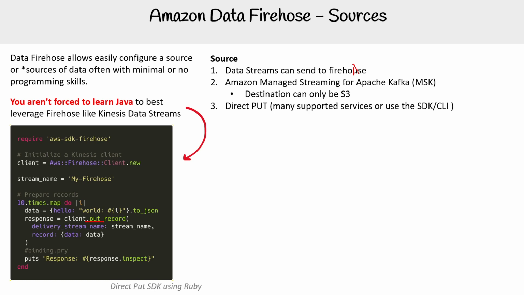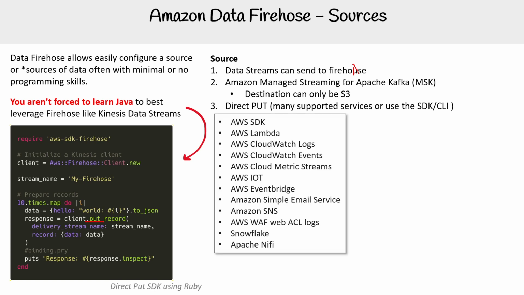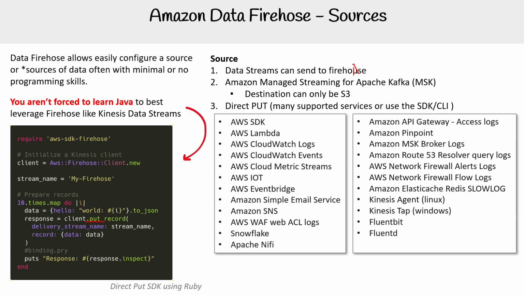We have direct put. This is a very common way that you're going to be sending data over to Firehose. And it supports many things, but specifically the SDK and CLI, which we utilize here. But you can see here, we have the SDK listed on the top, and we have a lot of services. A lot of these services are the same things that can directly send to data streams. So that's why I didn't do the full list there, because you can look at this one and get the same idea, because these basically have integrations for how data is being delivered to Firehose and also to data streams.